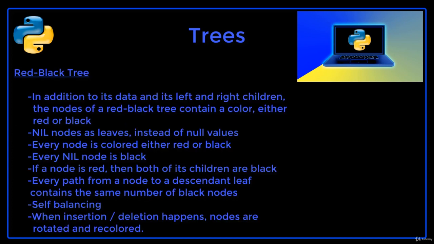With a red-black tree, in addition to its data and left and right children, the nodes of a red-black tree contain a color, either red or black. Nil nodes as leaves instead of null values. Every node is colored either red or black. Every nil node is black. If a node is red, then both of its children are black. Every path from a node to a descendant leaf contains the same number of black nodes. Red-black trees are self-balancing, and when insertion or deletion happens, nodes are rotated and recolored.